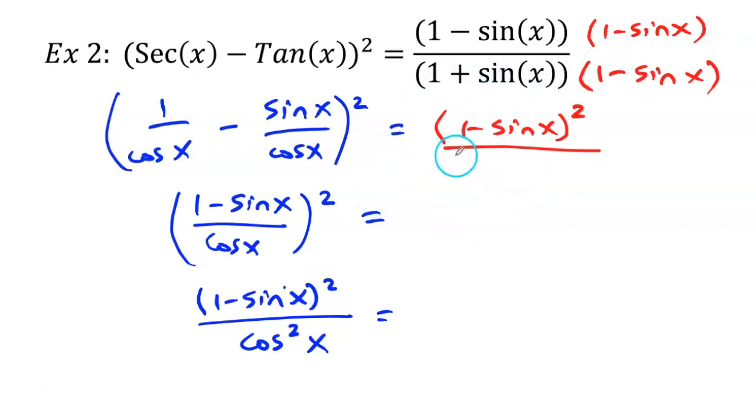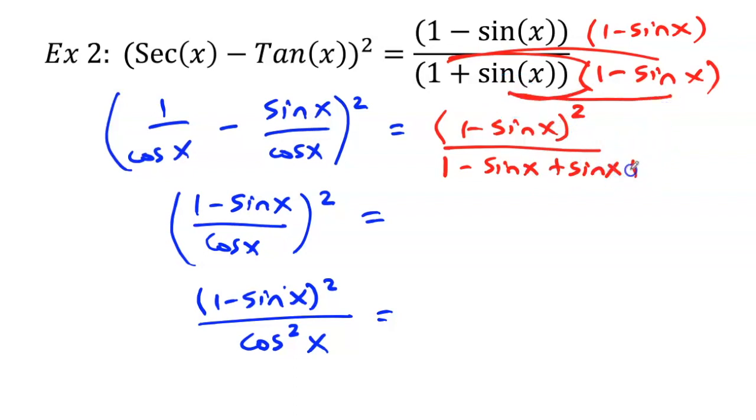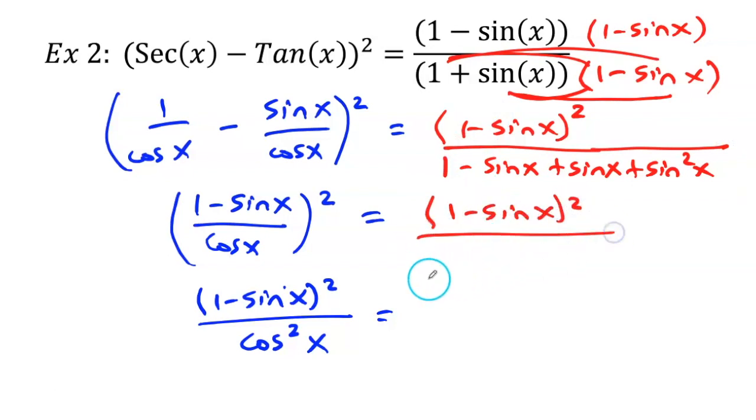I got to do FOIL on that. So 1 times 1 gives me 1. 1 times negative sine is negative sine of x. Sine times 1 gives me sine of x, and sine times sine gives me sine square of x. Okay, the top is what I want, so I'm not going to change it. 1 minus sine of x to the second power. Let's skip on the bottom. Negative sine of x plus sine of x cancels out, and I have 1 minus sine square of x.